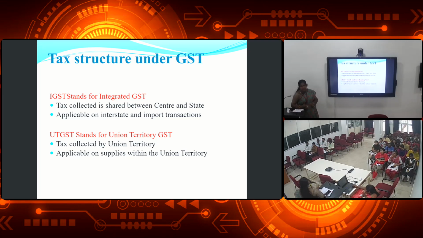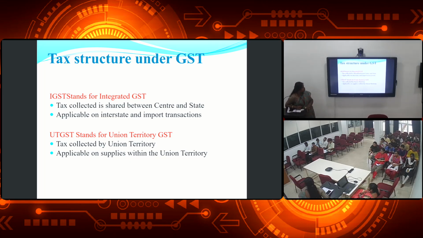Integrated GST tax is collected and shared by both the central and the state governments. Previously we saw that the central government collects CGST and the state government collects SGST. But for integrated GST, both the central and state governments share the tax returns. It is applicable to interstate transactions, that is, for exporting and importing of goods only, we are going to utilize integrated GST.